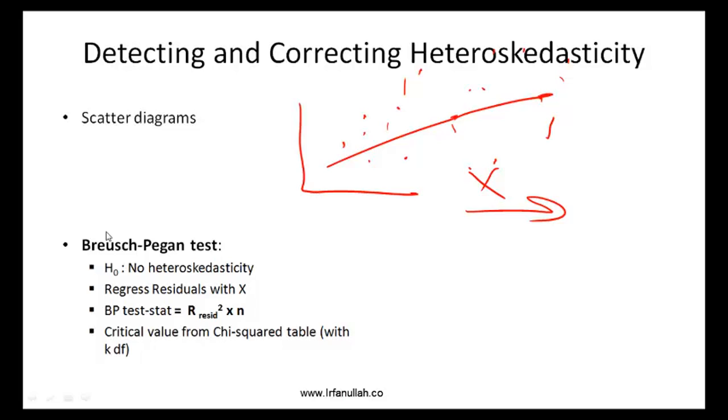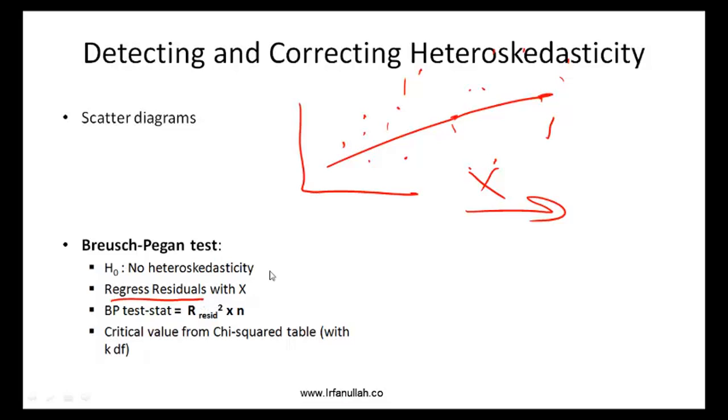So I'm going to help you memorize this. So your test for heteroscedasticity is the Breusch-Pagan test. What is the Breusch-Pagan test? With every test you need a null hypothesis. What's our null hypothesis here? Our null hypothesis is that there is no heteroscedasticity. So what is the alternate? That there is heteroscedasticity. Now, in the Breusch-Pagan test, what you do is you regress the residual with x.